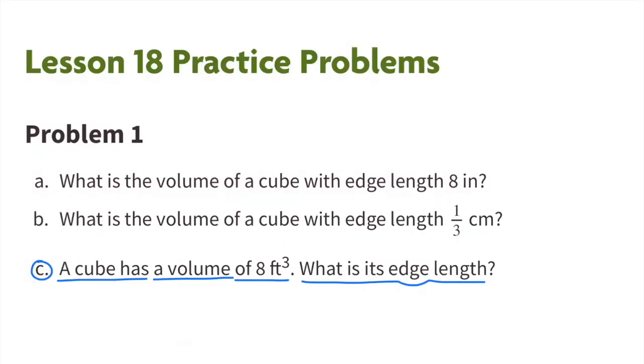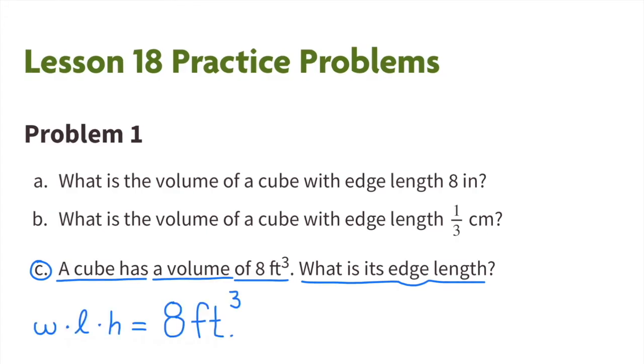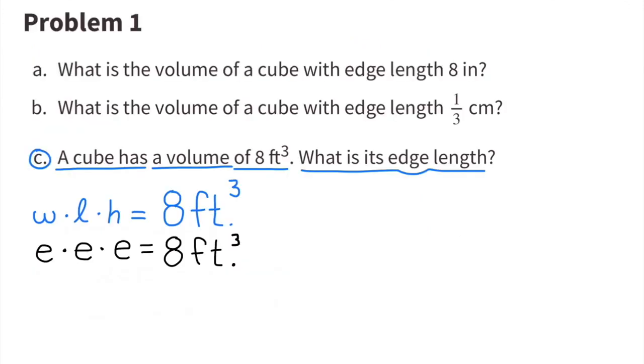C. A cube has a volume of 8 feet cubed. What is its edge length? The width times the length times the height equals 8 feet cubed. The edge times the edge times the edge equals 8 feet cubed.